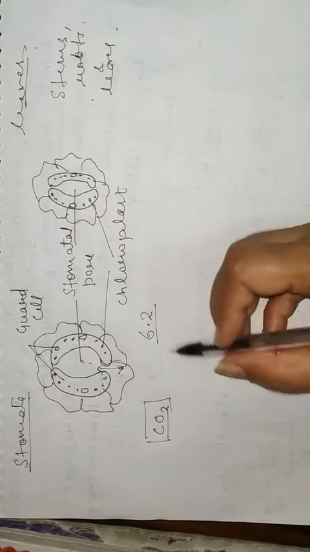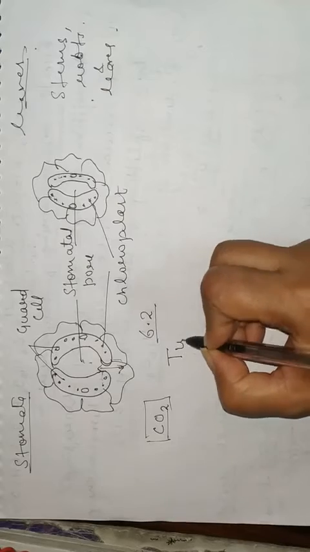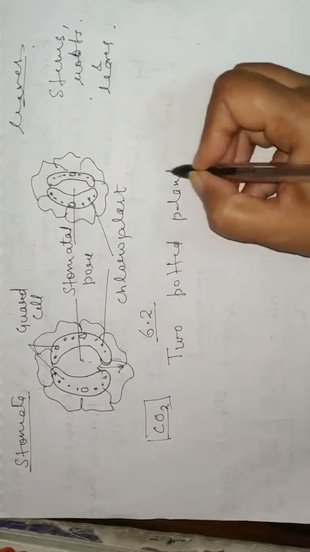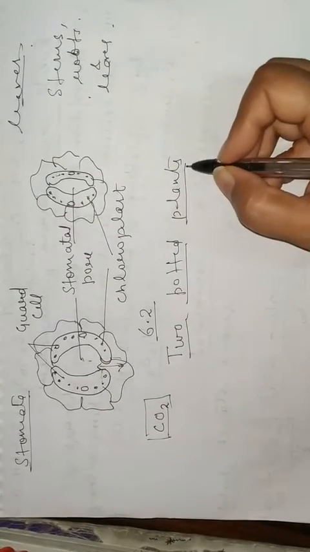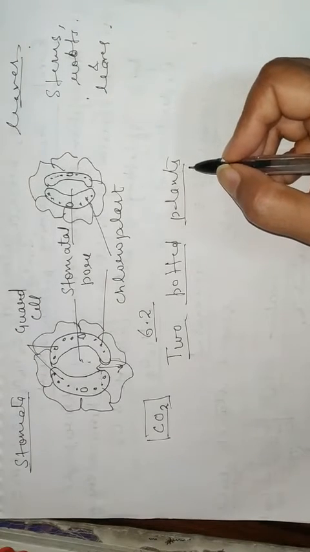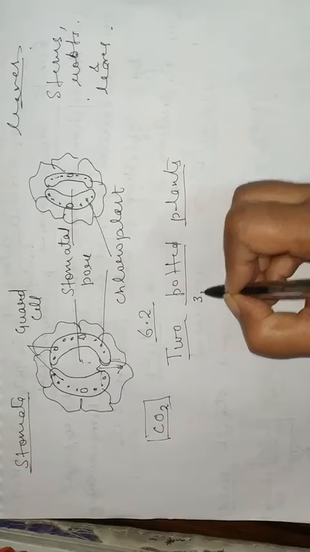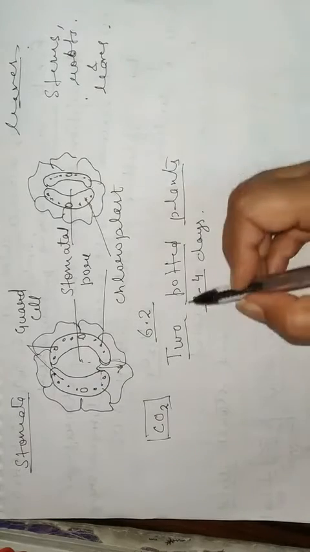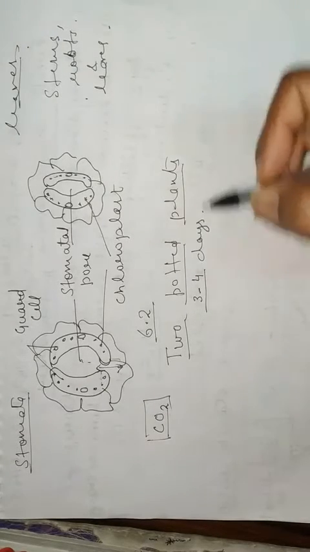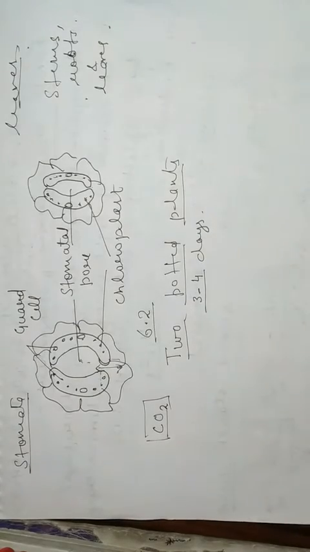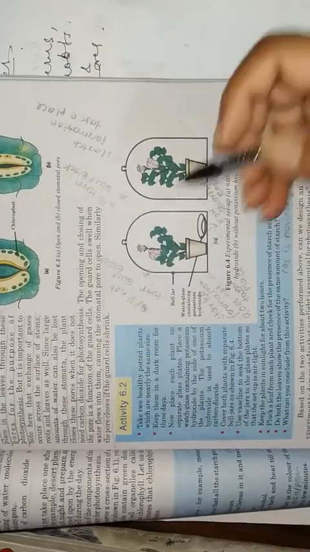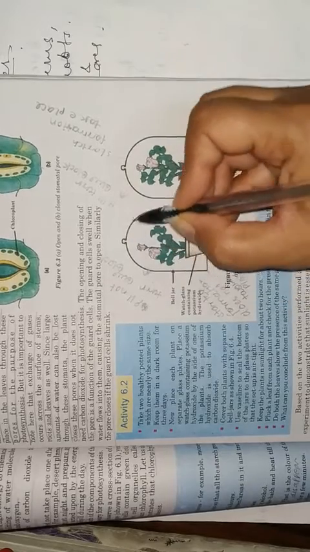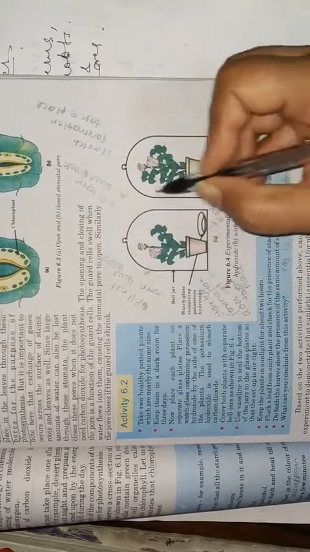Now, what do we do in this activity? In this activity, we take two potted plants. First of all, both plants are kept in a dark room for 3 to 4 days, so that stored starch is used up. Now place them into the sunlight. And what do we do? The first potted plant and this second potted plant are both covered with a glass chamber.